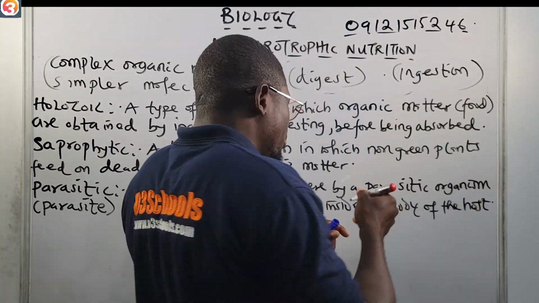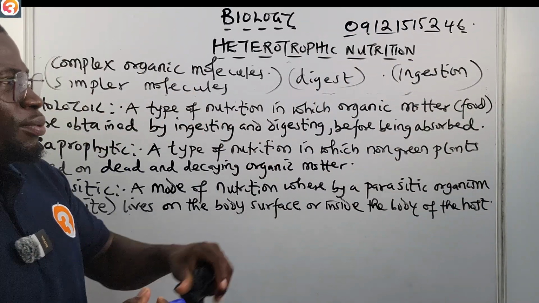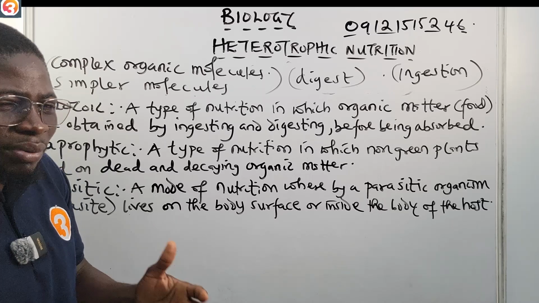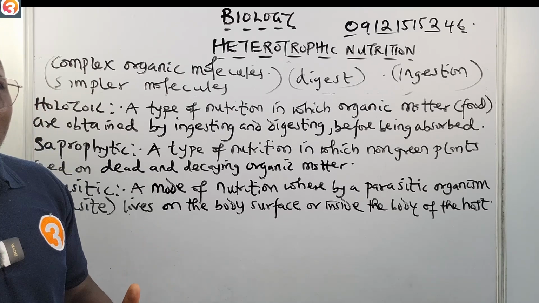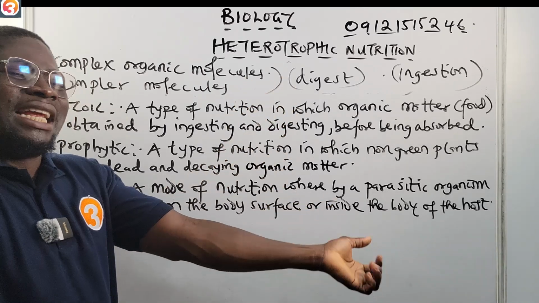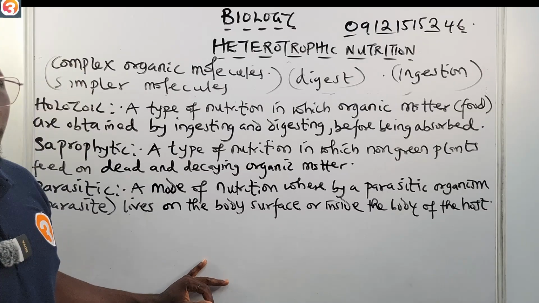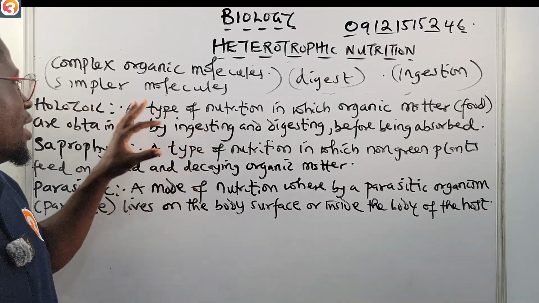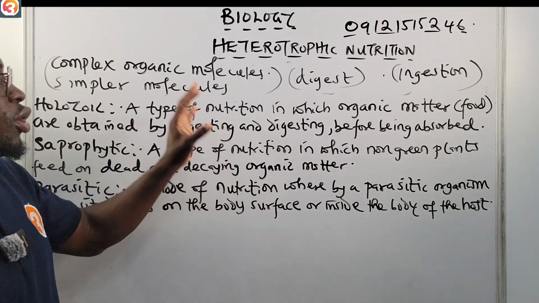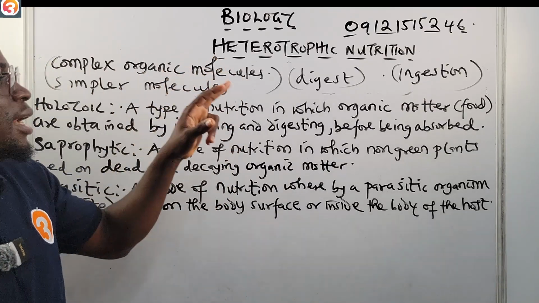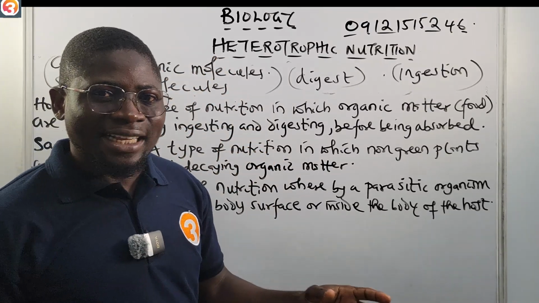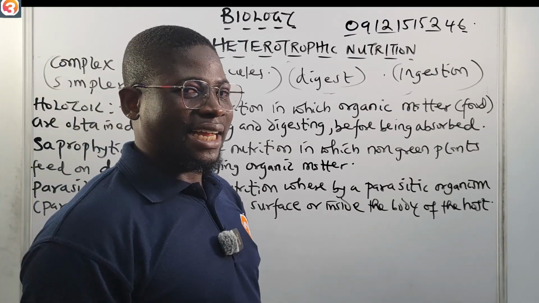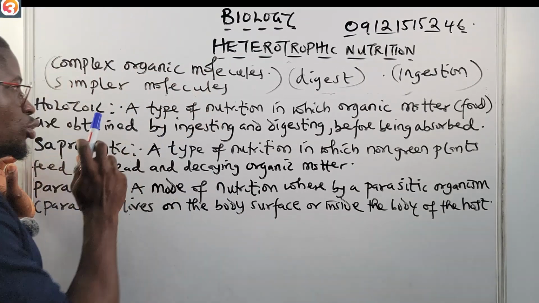They take in complex organic molecules. That process I will call ingestion. And then they break them down into simpler organic molecules. That is digestion. And then they absorb it into their body. So that is what happens in the Holozoic mode of nutrition. Organisms take in complex organic molecules like carbohydrates, break them down into simpler molecules like glucose, and then digest them.